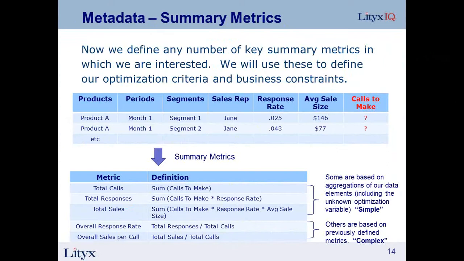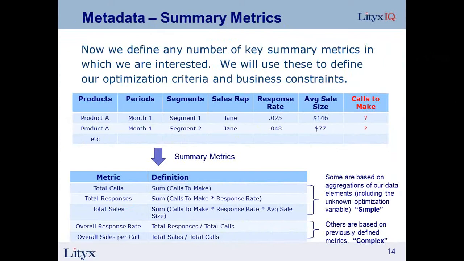Similarly, the total sales we would generate by our optimal solution here is computed just by summing up the calls to make and multiplying that by the response rate and further multiplying by the average sale size. Doing that would give us the total sales that result from our optimal decisions about calls to make.